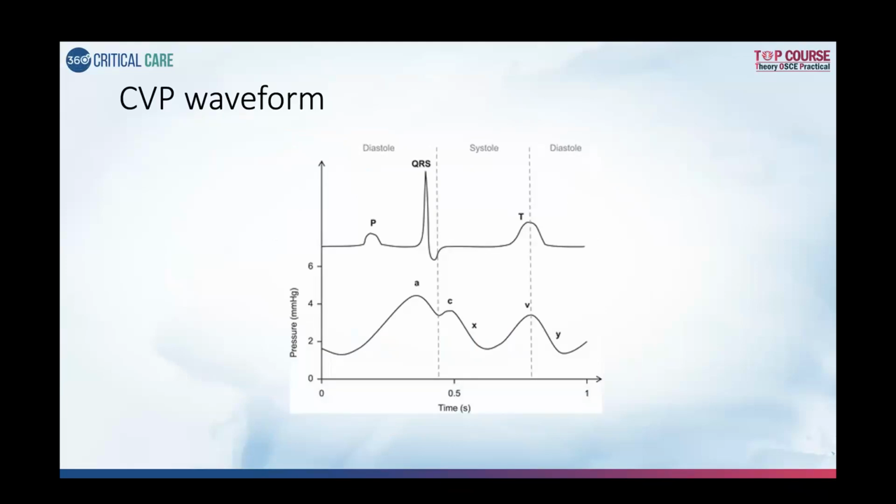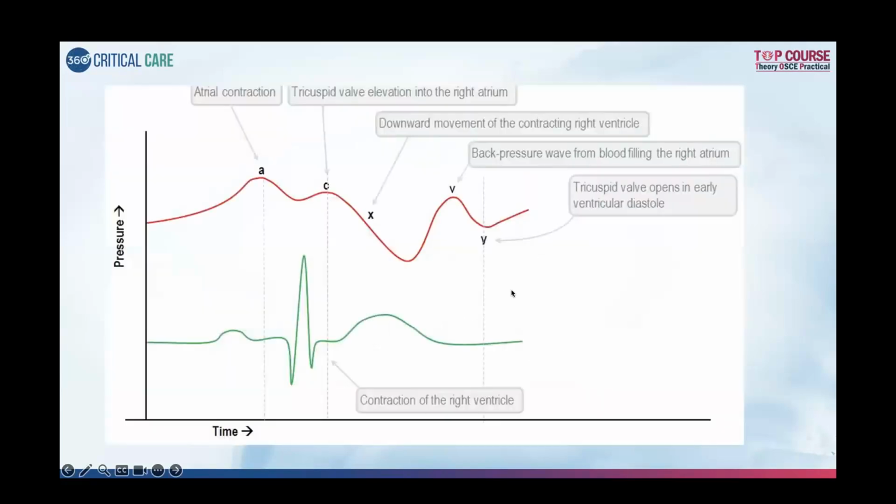CVP waveform again. I've seen many advanced trainees who have no idea how the CVP waveform should look and what the components of it are. Even if they don't know much of the other things, they neglect the CVP waveform in the exam, and these are the things that candidates often get caught up with. Okay, usually the CVP waveform has A, C and V as the positive waves and X and Y as the negative waves. And each of these waves corresponds to something.